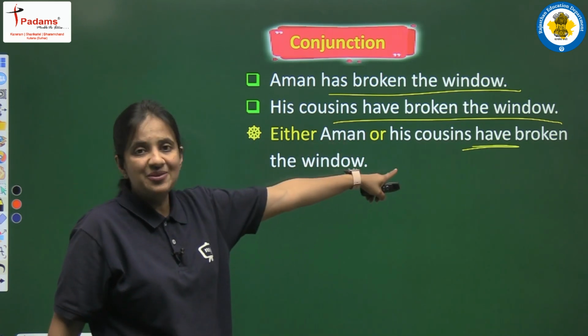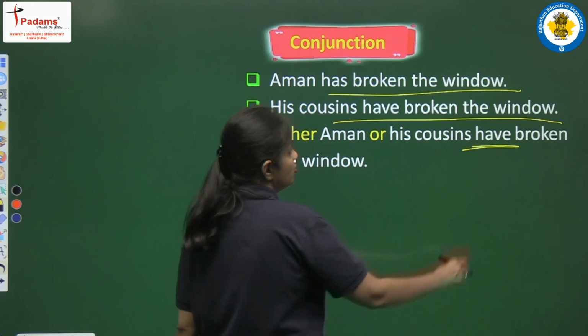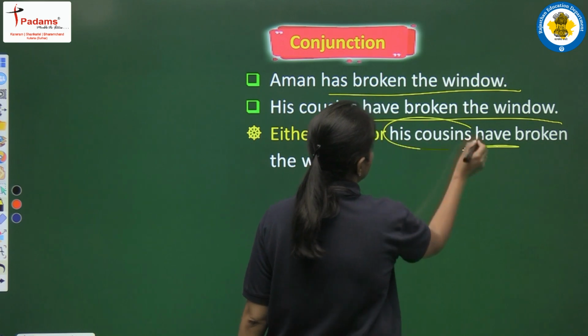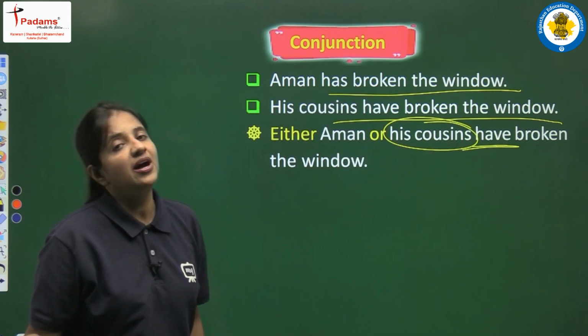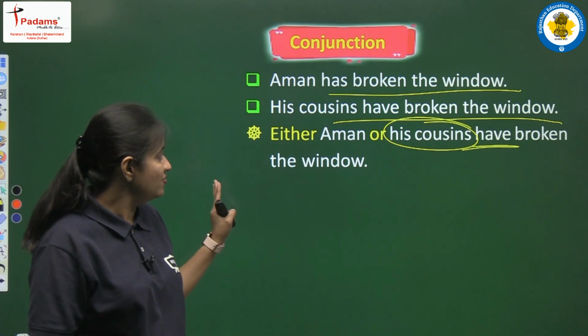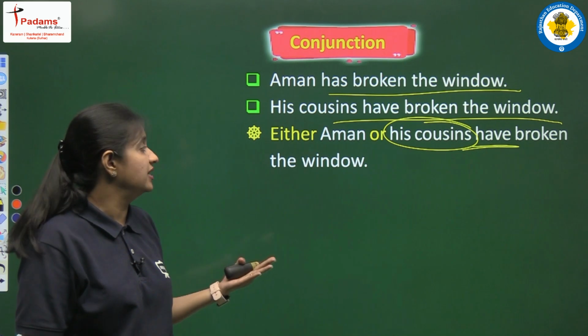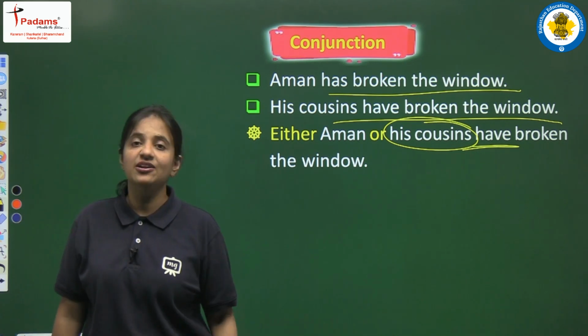So now this is the important point here, that when we are using either or, then we have to write the verb according to the second subject, right? And the sentence will be either Aman or his cousins have broken the window. So this is the difference here.